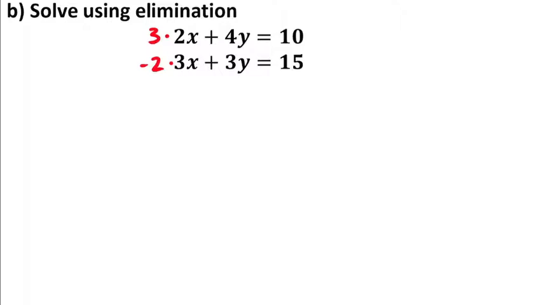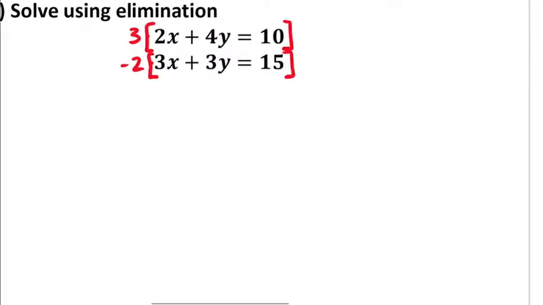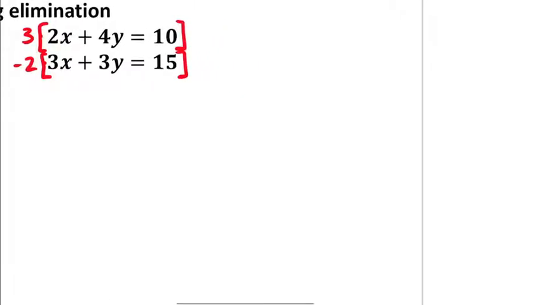The only problem is I can't just arbitrarily multiply one of my terms by 3. So I have to multiply the entire top equation through by 3 and the entire bottom equation through by the number -2. That gives me a very nice set of equations that work great with elimination. The top equation becomes 6x plus 12y equals 30, and you can see each term was multiplied by 3.